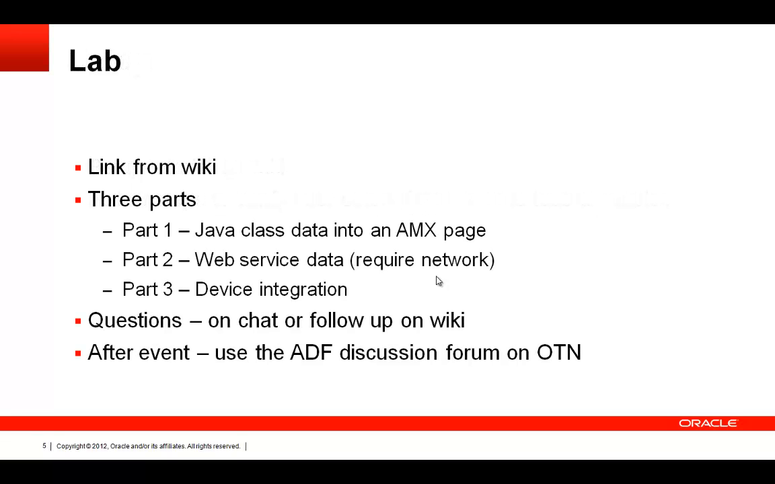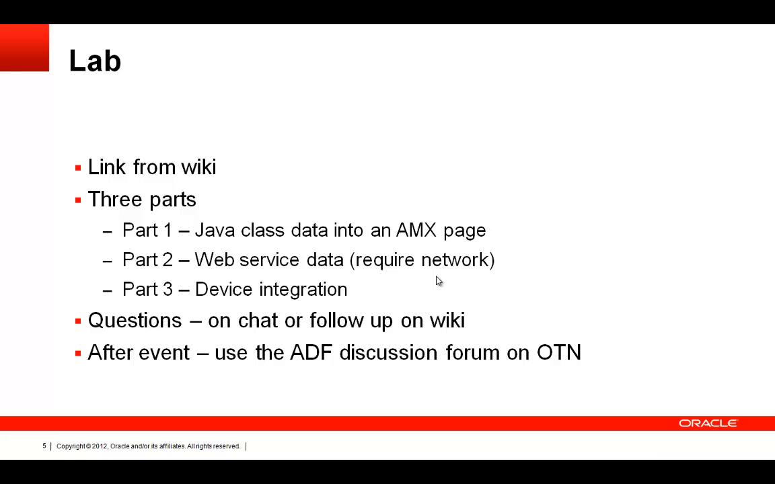The lab itself, again, is linked from our event wiki page. The lab has 3 parts. We're expecting that in the next hour you'll probably just finish the first part. The first part takes you through creating a new application, defining features, adding an AMX page flow and adding an AMX page, and then creating a Java class, a simple POJO, and getting the data from this Java class displayed in a couple of AMX pages, showing you a regular list, showing you a chart, a graph, things like that.